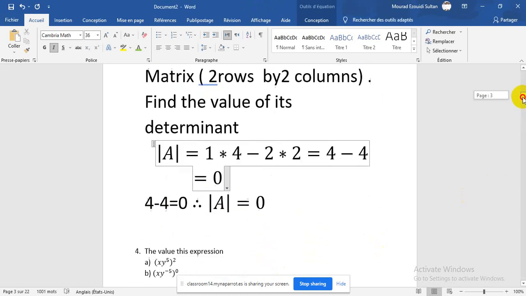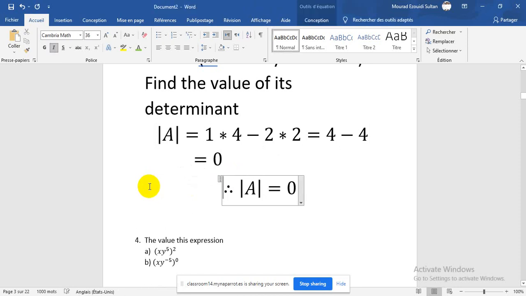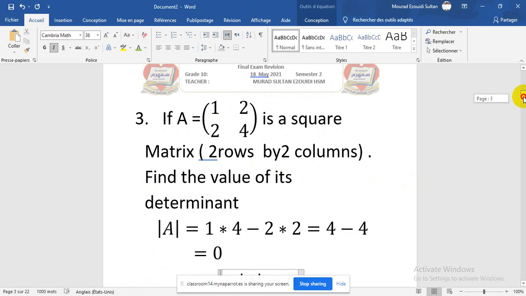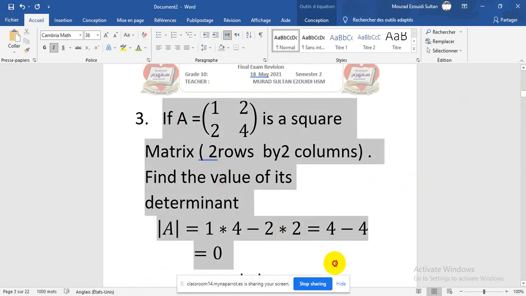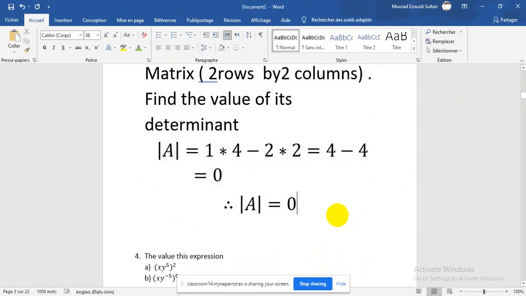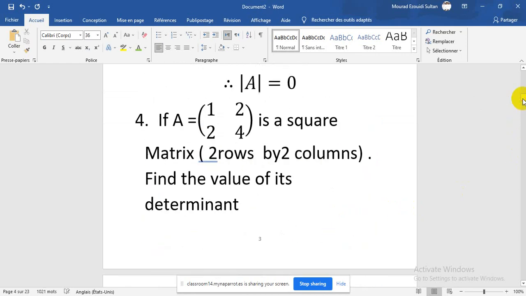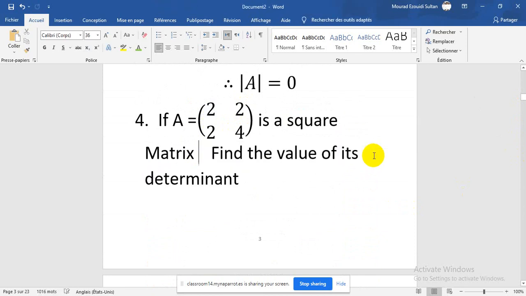Now I will go to the next exercise. Therefore this one is 0, so the determinant is 0. Clear? Suppose now that we have another matrix. For example, if A is 2, 2, 2, 4, it is a square matrix. The question: find the determinant of this matrix.